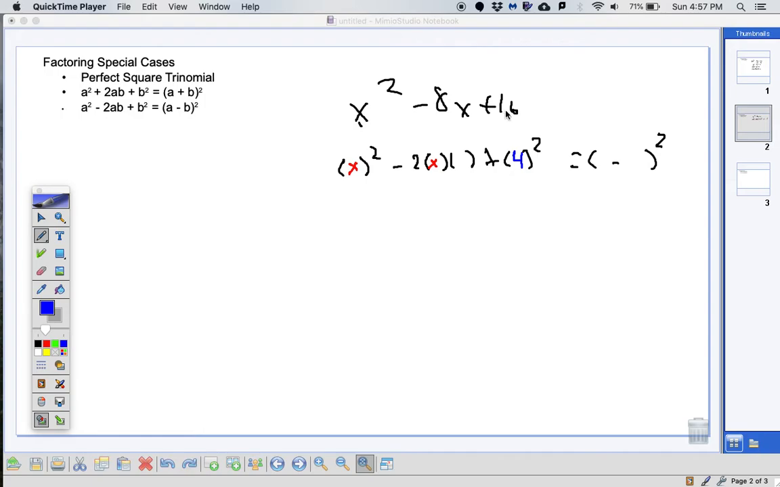Because 4 squared is equal to 16. And if this is 4, because this is also b, this would also have to be 4. Now we have to verify that this middle term right here is indeed 8x. So let's multiply it out and see if we get 8x.